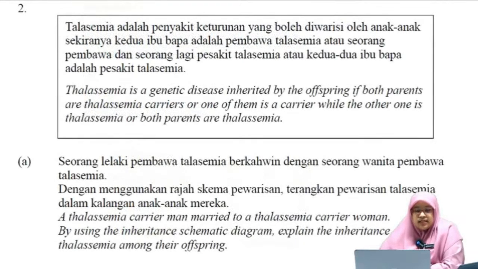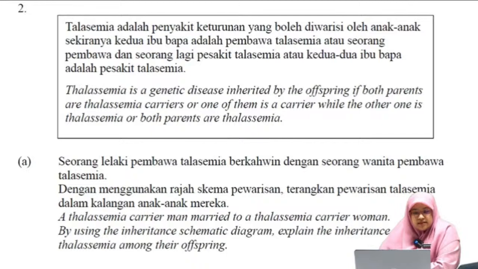Okay, that's about albino. Now we go to the second question, about thalassemia. I chose this question because I want to teach you how to draw the schematic diagram. Here the question gives you a point: thalassemia is a genetic disease inherited by the offspring if both parents are thalassemia carriers, or one of them is a carrier while the other is thalassemia, or both parents are thalassemia.